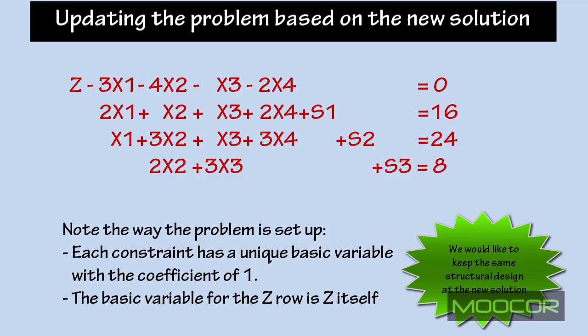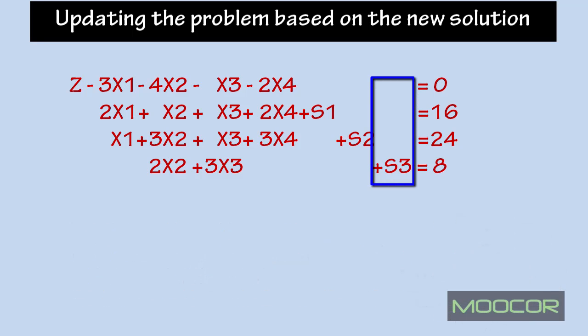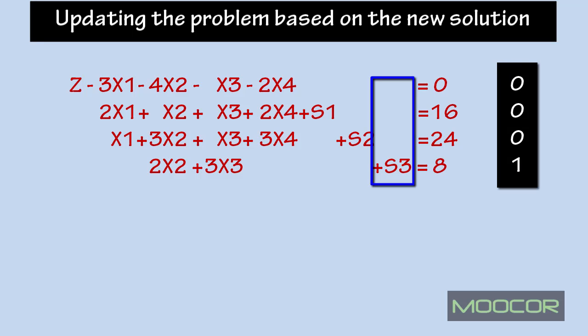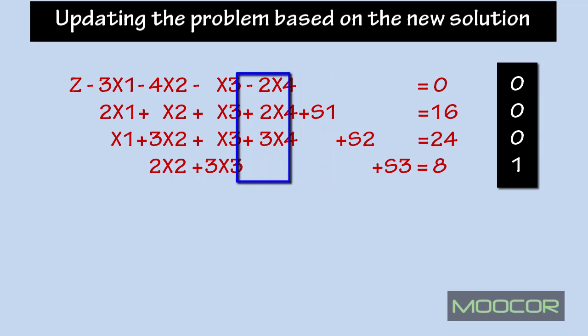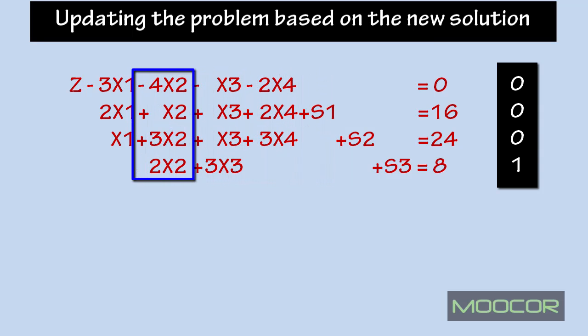And what is that organization? This structure says that s3 had a 0, 0, 0, 1 coefficient set. I would like to have the same type of organization for my new basic variable, which is going to be x2. But I notice that I have -4, 1, 3, and 2. How would I convert this to 0, 0, 0, 1? Using row operation.